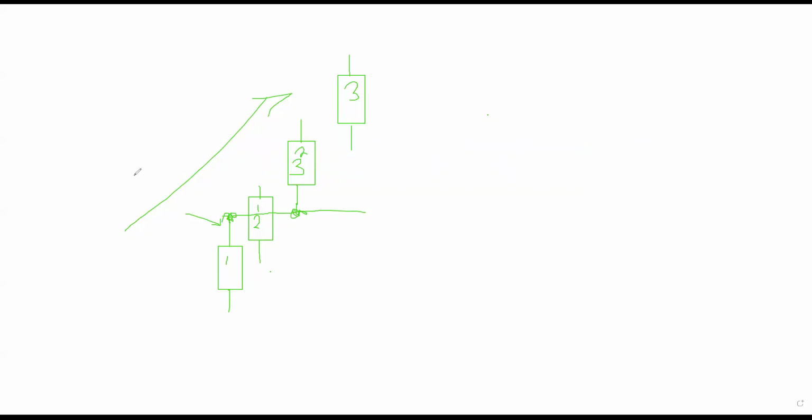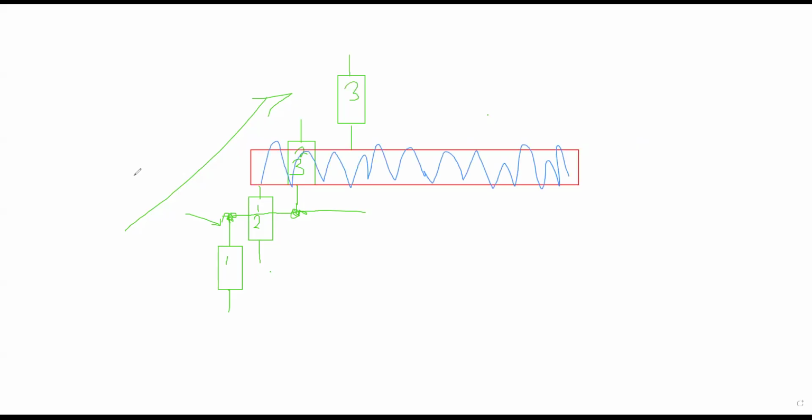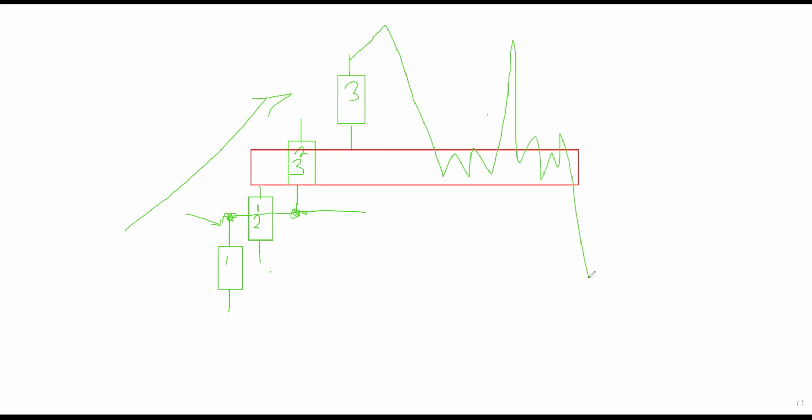So if we had that, what does it mean? It means even if price goes up, it still has to come back and fill that gap, and then either go back up or go back down, depending on the scenarios and how our market structure will be working.